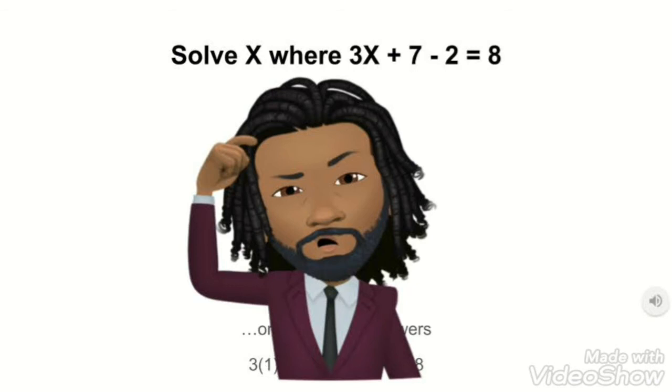But this is something that you would actually want to write down. Write it down exactly how I say it. 3x plus 7 minus 2 equals 8. You're trying to get x by itself. When you're solving for x, you need a solution for x. So in order for us to get x by itself, we have to use the inverse to move whatever number is with the x to the other side.